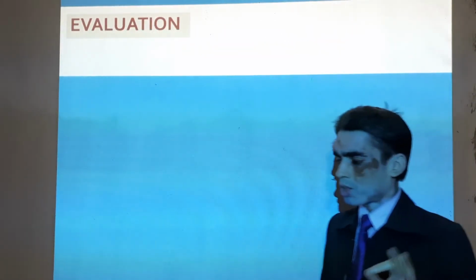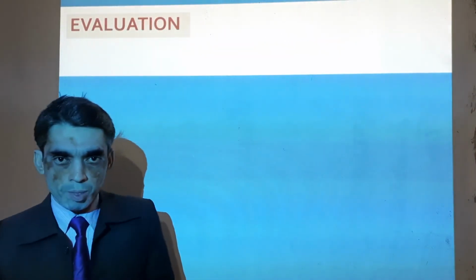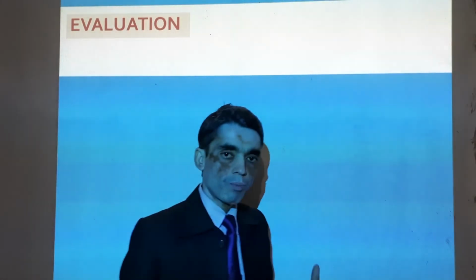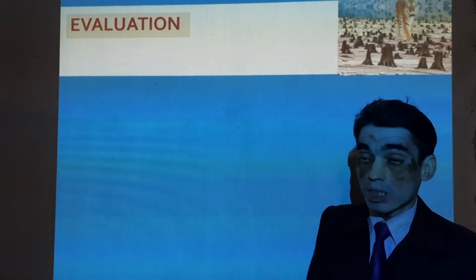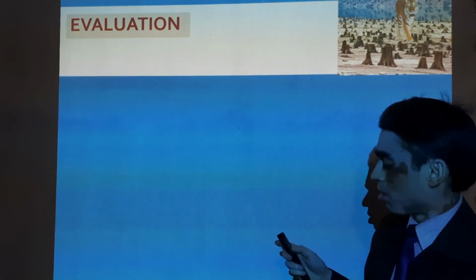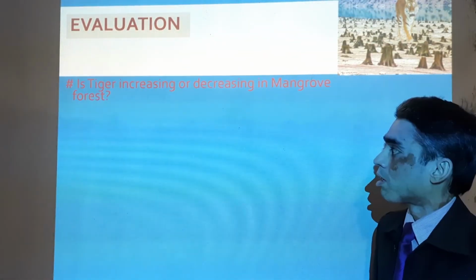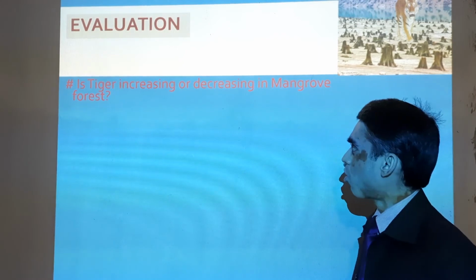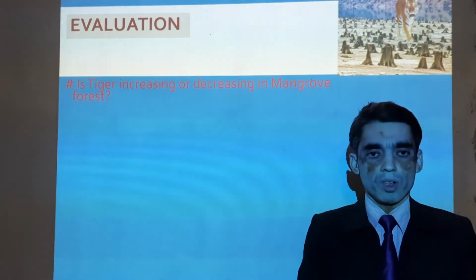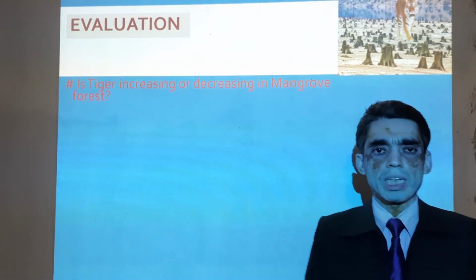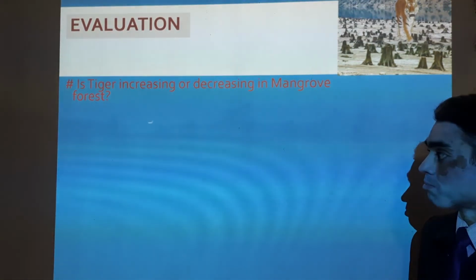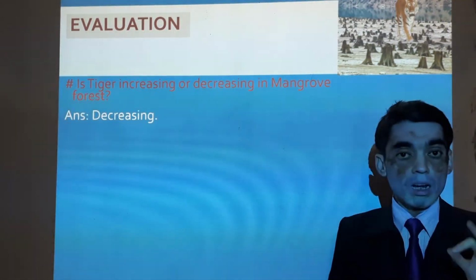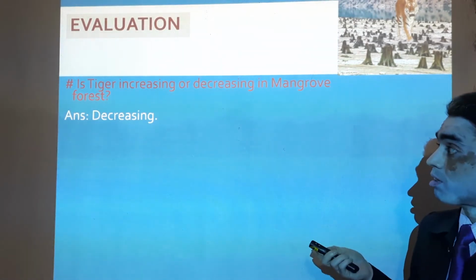Now, I would like to give you some questions. Already we have discussed so many points from our text. What can we evaluate? You see the picture here. My first question is, is the tiger population increasing or decreasing in the mangrove forest? What do you think? Okay, so that's the answer. Yes, the number of tigers is decreasing.